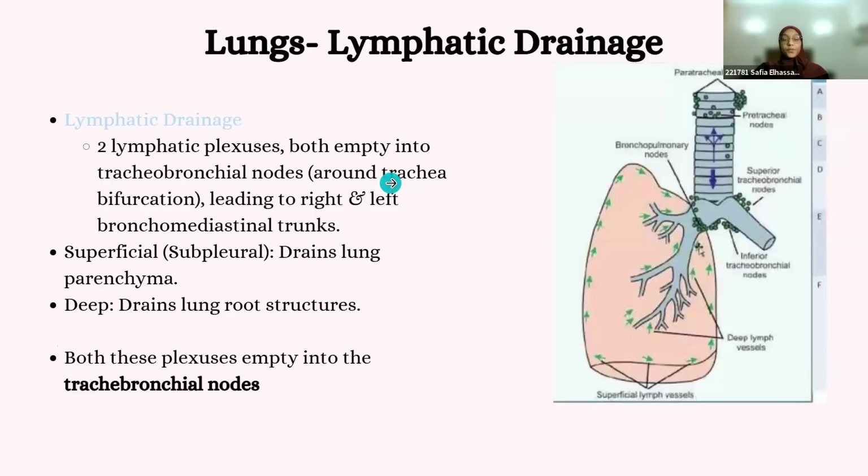For the lymphatic drainage, you have 2 lymphatic plexuses, and both of these are going to drain into the inferior tracheobronchial nodes. These are very, very important to know, and an important anatomical landmark for the inferior tracheobronchial nodes is the carina. So they're located near the carina.